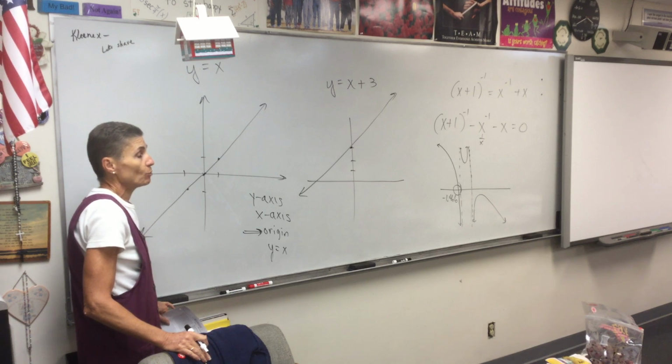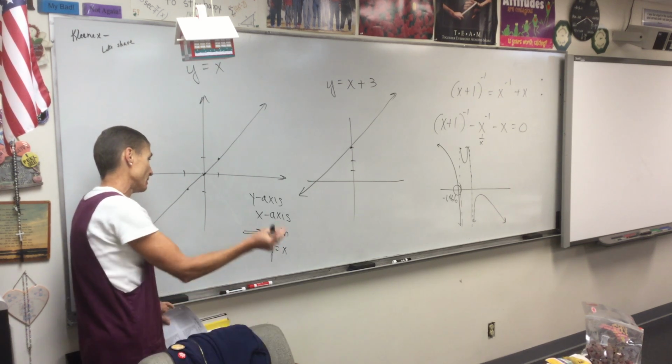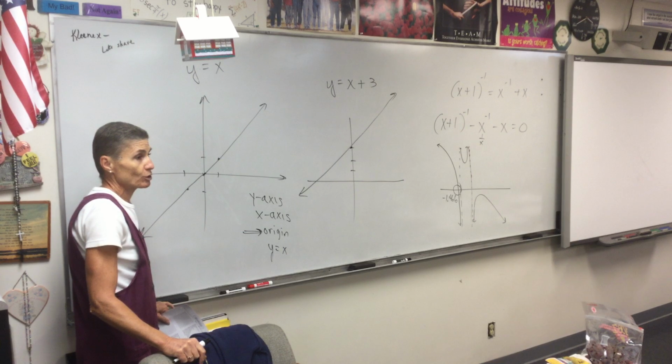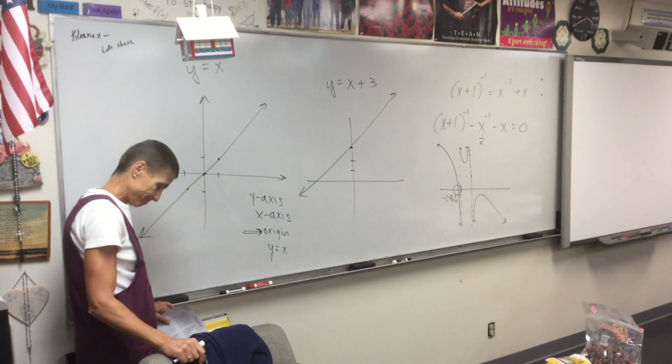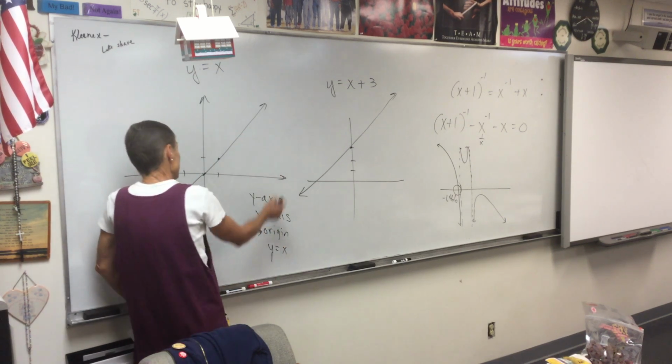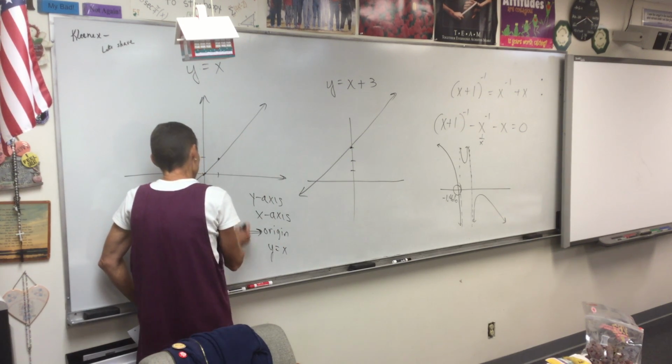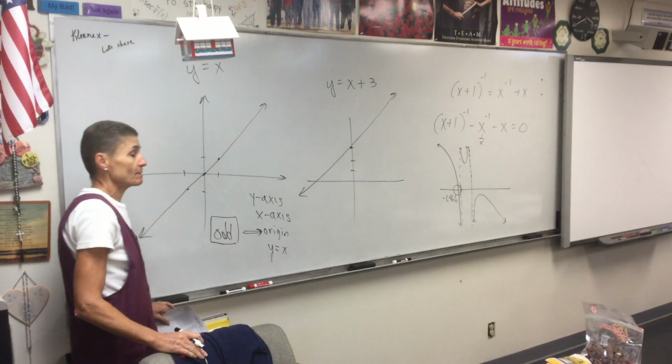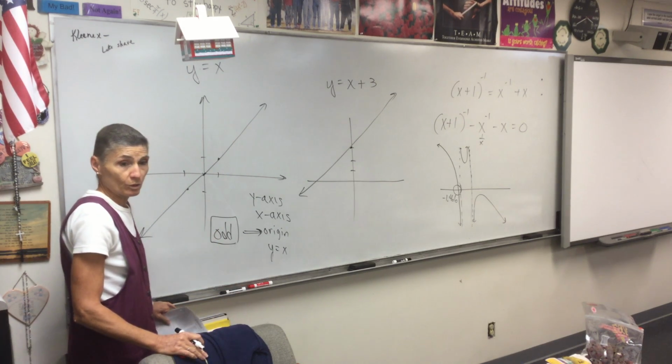Bonus point to somebody who watched the video and can tell me, what does it mean to be symmetric about the origin? What's the vocabulary word? Odd. This is an odd function. They're called odd if they have symmetry about the origin.